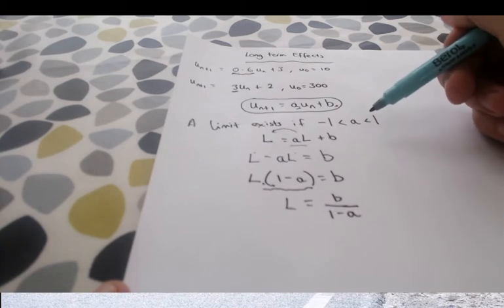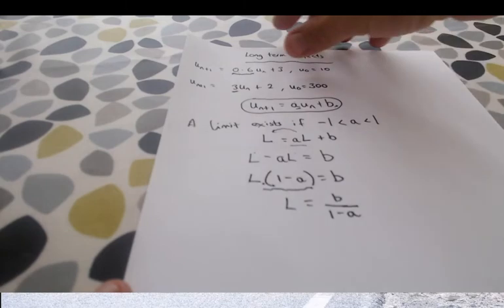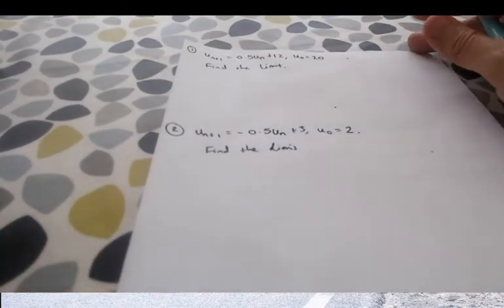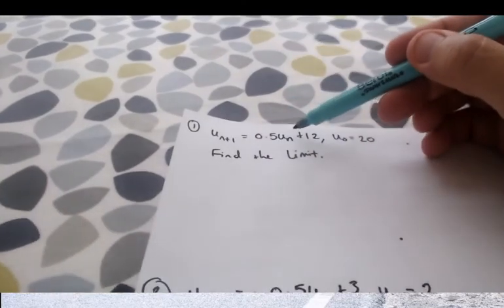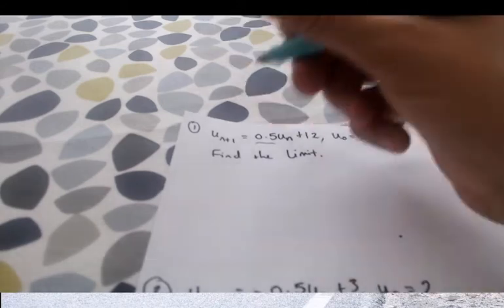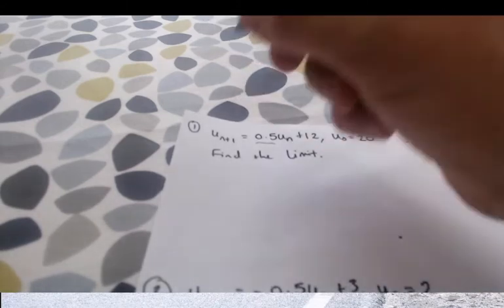What we're going to do here is just a couple of questions just to see how you calculate this limit without having to hit equals on your calculator 43 times. So, first question. U_{n+1} equals 0.5 U_n add 12, U_0 equals 20. Find the limit. First thing I'm doing is I'm checking to see if it has a limit. This number has to be between -1 and 1. Okay? I'm going to communicate that to the person that's marking this.